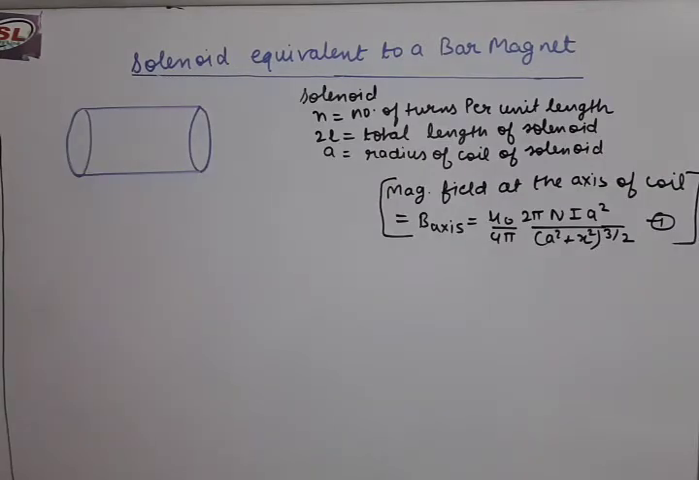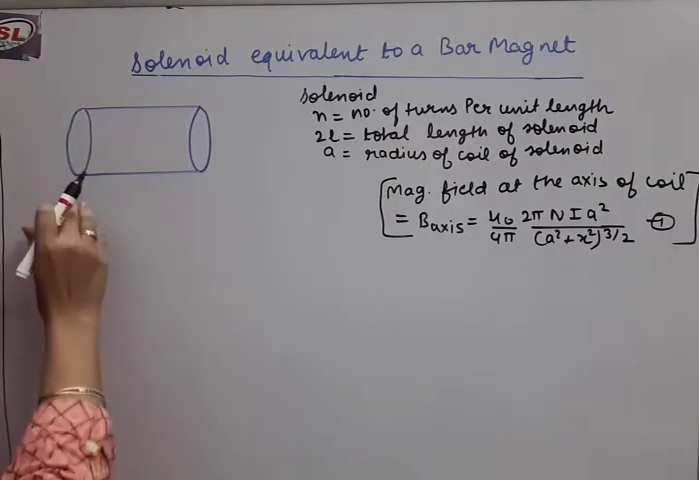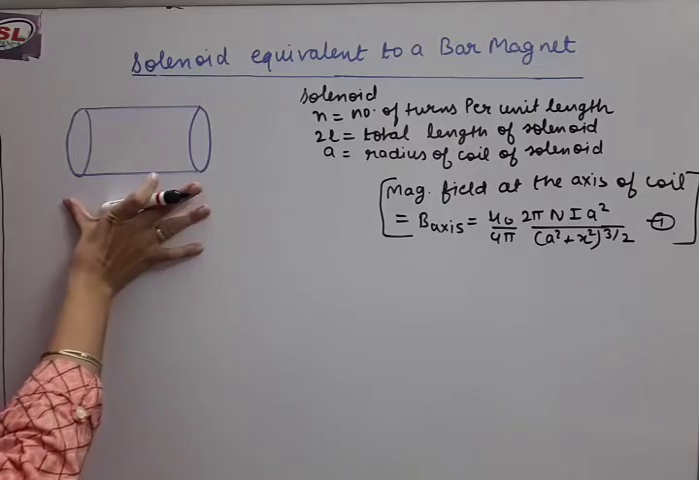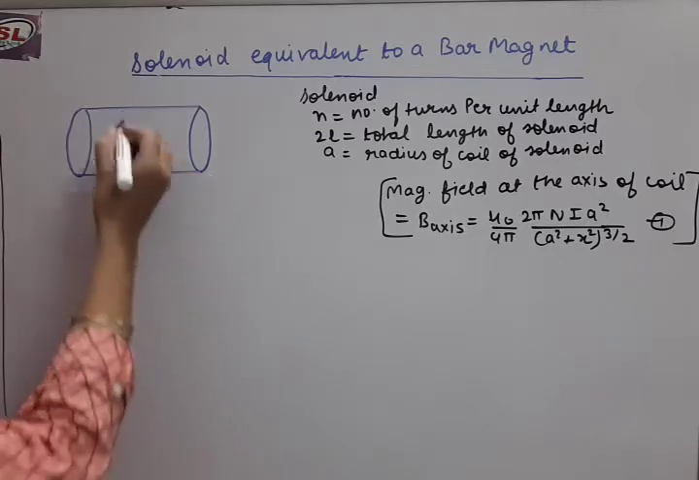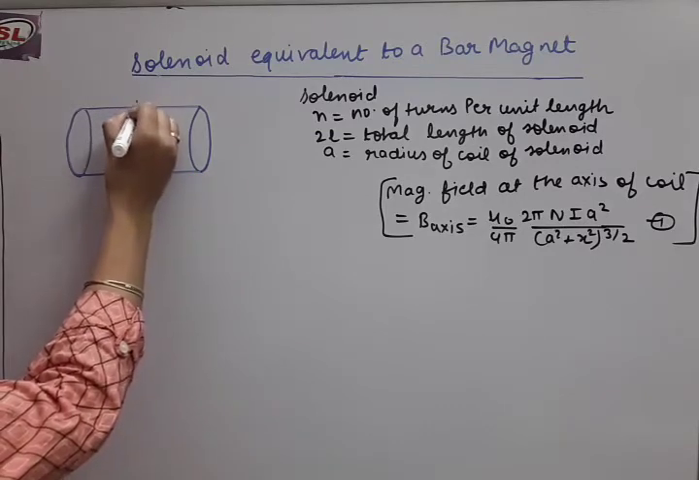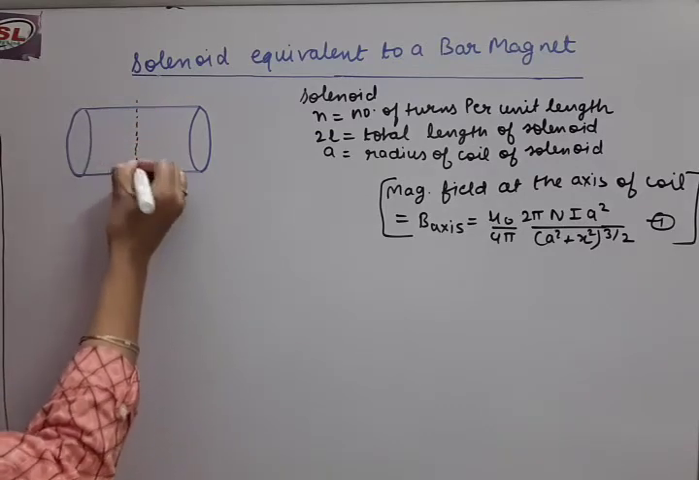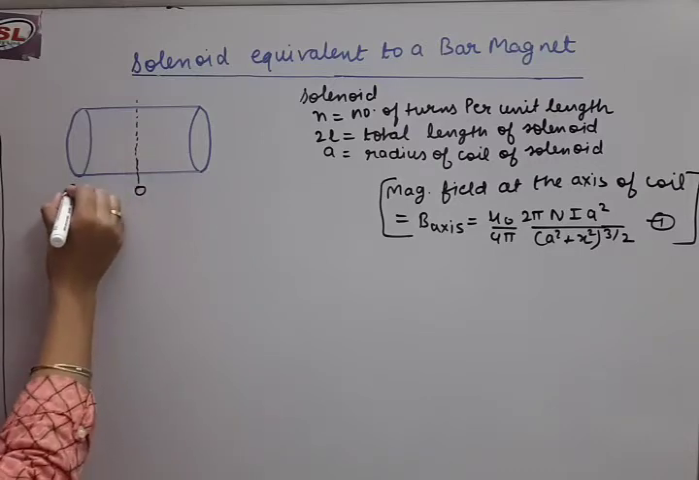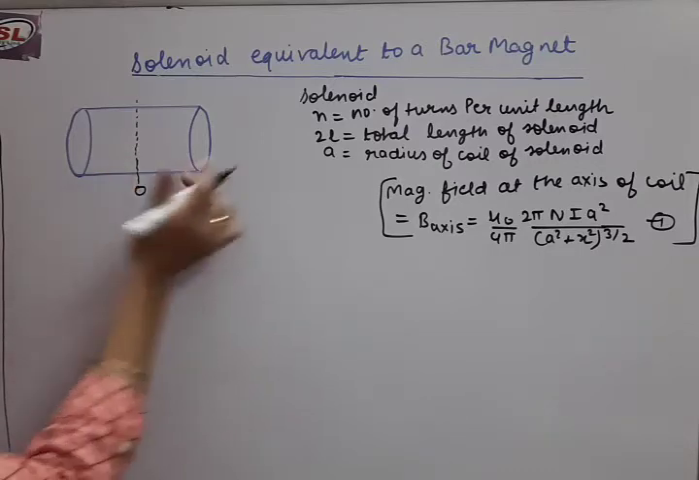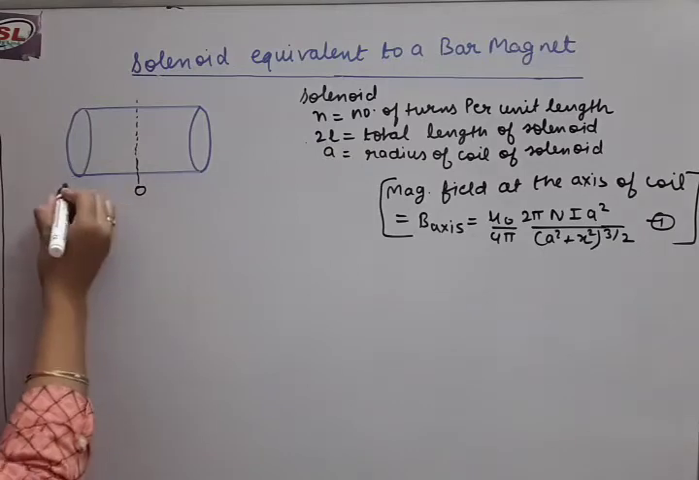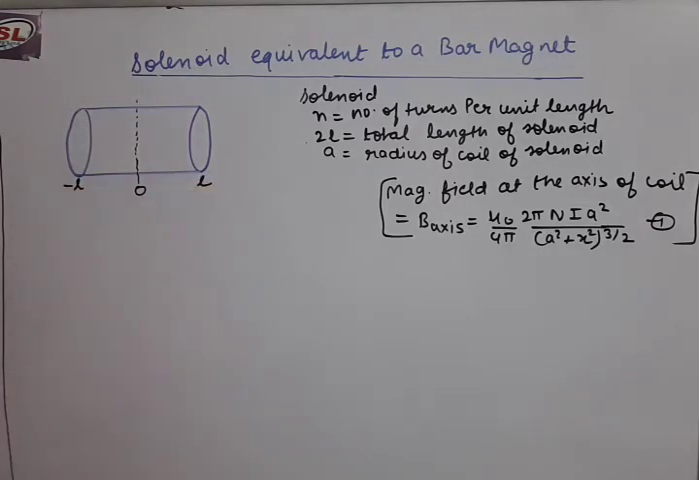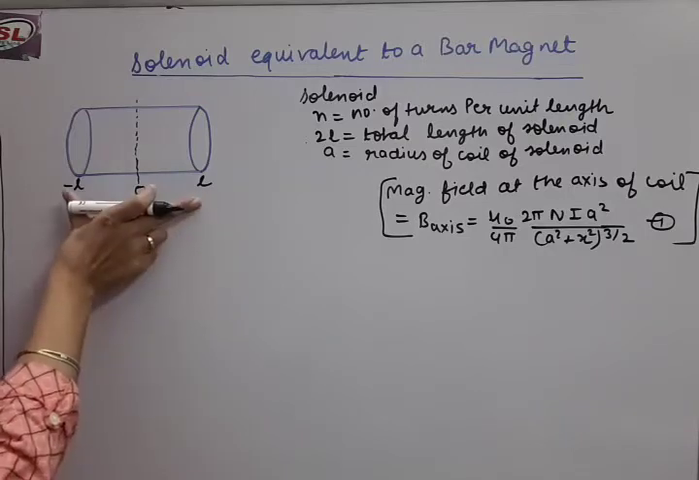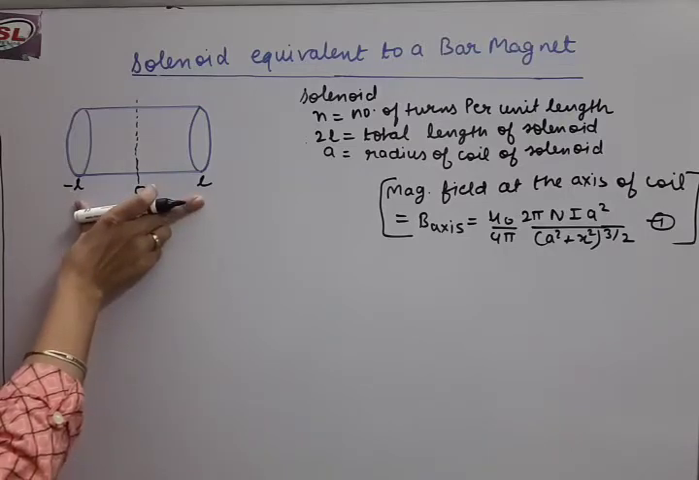Now for the derivation part, we have taken a solenoid. For this solenoid, the center O is the coordinate center we are taking here. Suppose the total length of the solenoid is 2L. So this is minus L and this is plus L. Minus L to plus L means the total length is 2L.